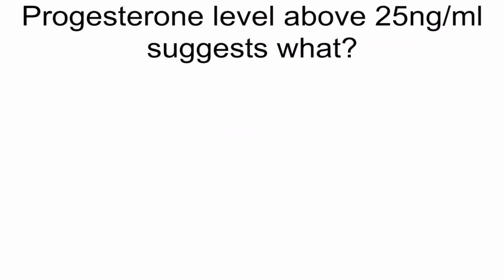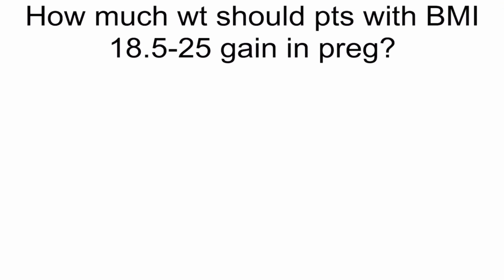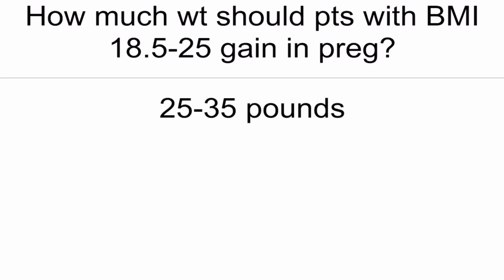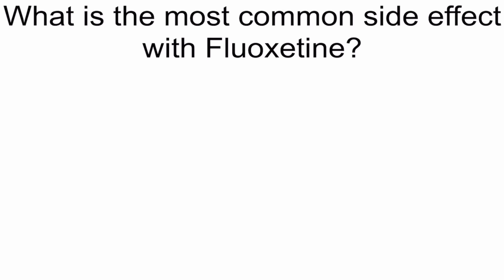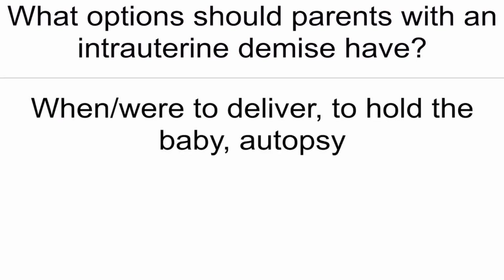NSAIDs. Progesterone level above 25 per milliliter suggests what? Healthy pregnancy. How much weight should patients with a BMI of 18.5 to 25 gain in pregnancy? 25 to 35 pounds. What is the most common side effect with fluoxetine? Insomnia. What options should parents with an intrauterine demise have? When or where to deliver, to hold the baby, and autopsy.